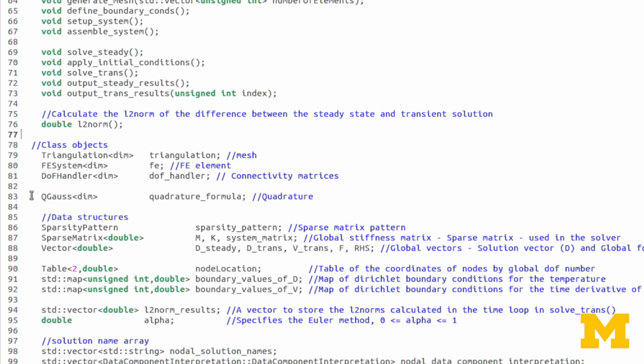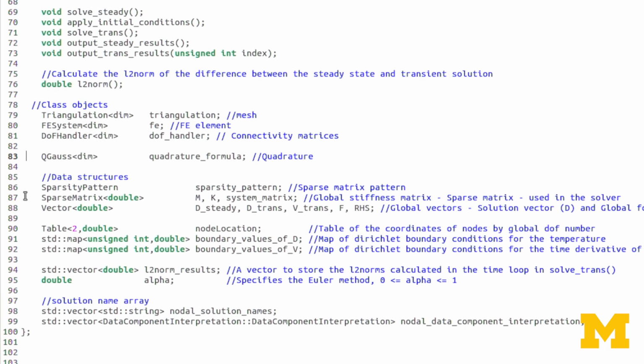You'll notice here we only have the quadrature formula for a volume integral. Since we don't have any Neumann conditions, we aren't doing any surface integrals on this problem. You'll notice I have more matrices and vectors here than before. We have capital M, which is our global mass matrix. There is again K, and then we have a generic system matrix.